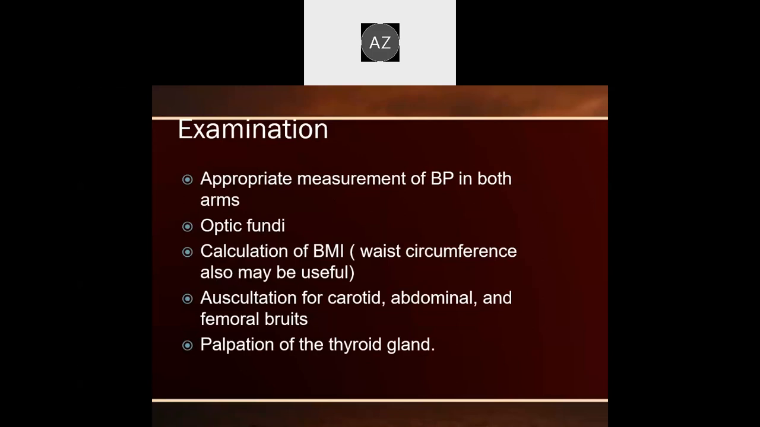So on examination, what should you check? So you need to do history taking. You need to do a physical exam on the patient. Check the BMI of the patient. Check the proper blood pressure measurement as we had discussed earlier. Check fundoscopy, the 4 stages of retinal changes. Auscultate for the carotid, abdominal, and femoral bruits. This is going to give you a hint for aneurysms. Palpation of the thyroid gland. The causes of secondary hypertension.